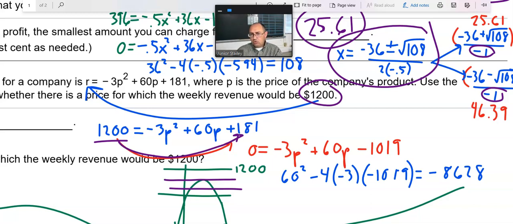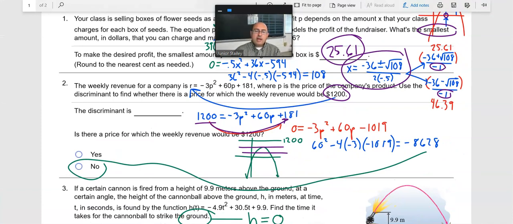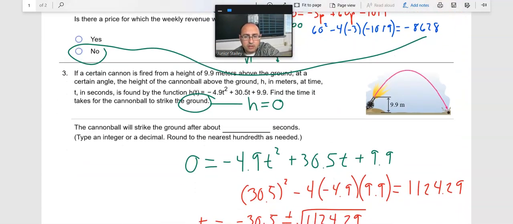8,628. That is definitely telling me that the green line is above the parabola, never touches the parabola. So therefore, we have a no. Okay? I don't need to use the quadratic formula on this question, folks, because they did not ask me for solutions. Besides, I'd end up with imaginary numbers anyway. And we're not worried about that in this particular situation.